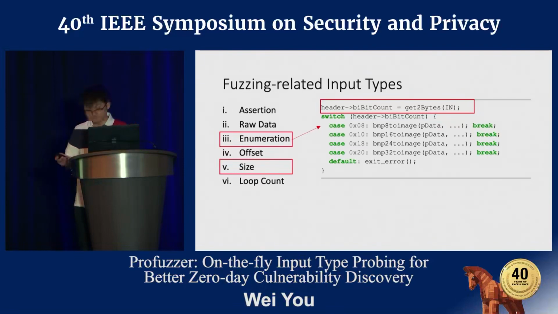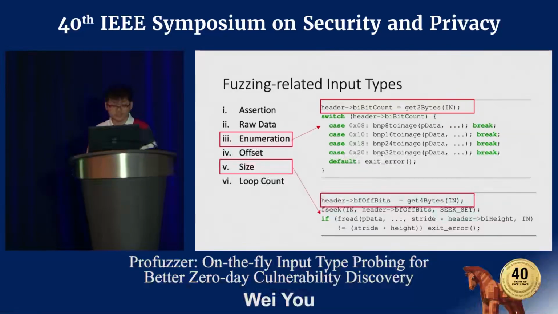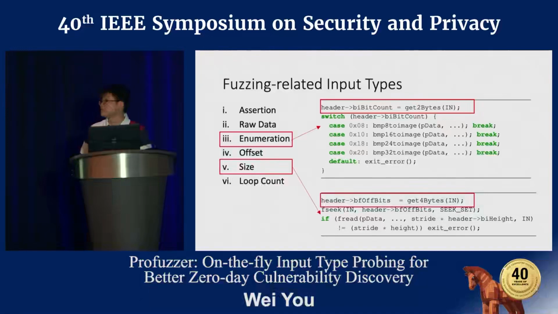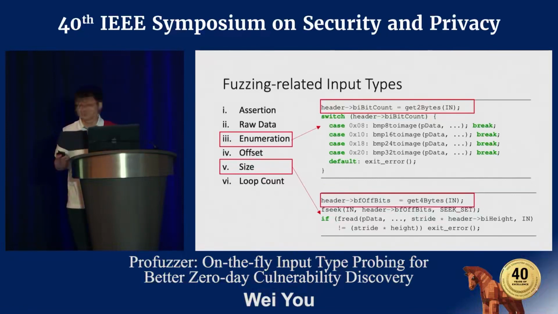And an input field of a size type determines the amount of data the program should read from the input for further processing. Here is the code snippet from OpenGPAC for processing a size field that indicates the image height. As we can see, the program will terminate directly if the input file is not long enough as indicated by the size field.